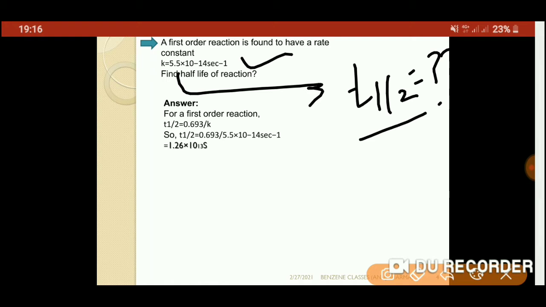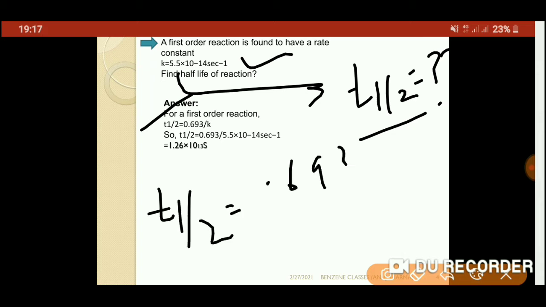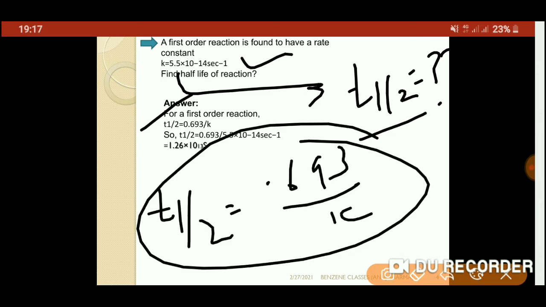For a first order reaction, the formula for finding t half is t half equal to 0.693 upon k, always. You have to remember this formula and apply the value of k. You will get the answer from here. You can check the calculation in the answer. t half equal to 0.693 upon k, as you know the formula.